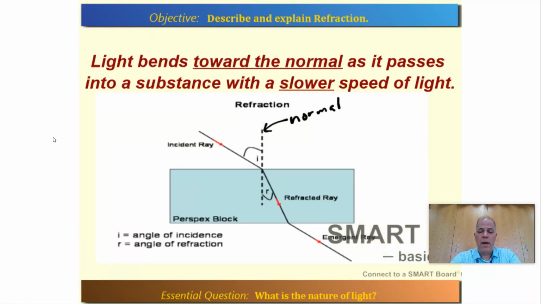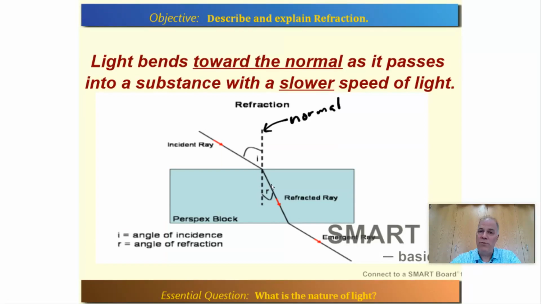So this is a little bit complicated here. This is the rule that we're trying to remember and understand. This is the idea that light bends toward the normal as it passes into a substance with a slower speed of light. So what is a normal?